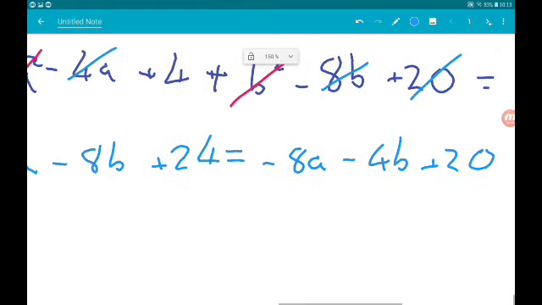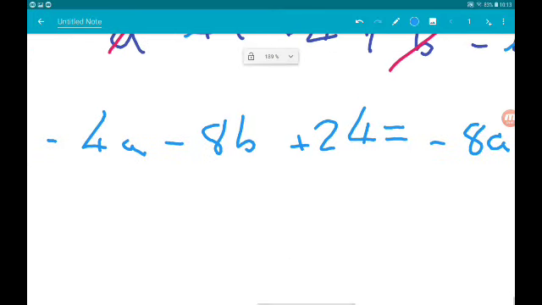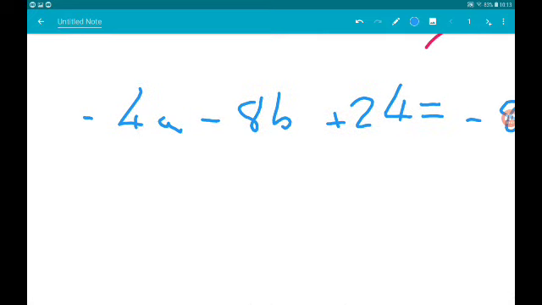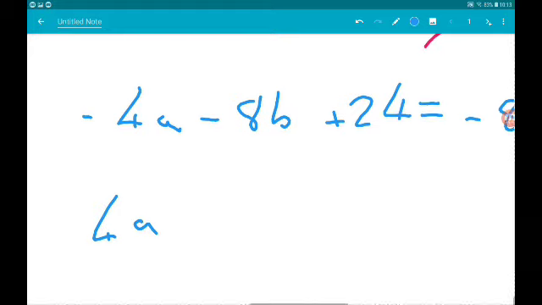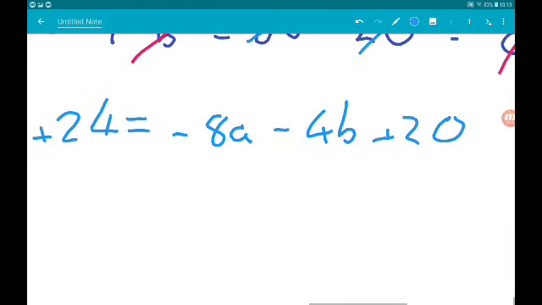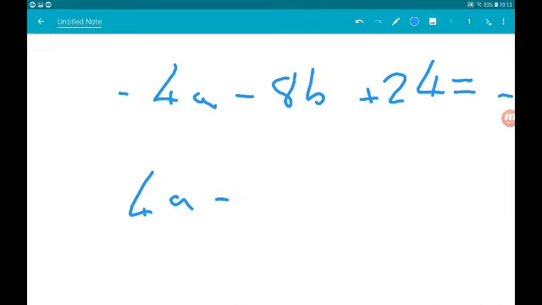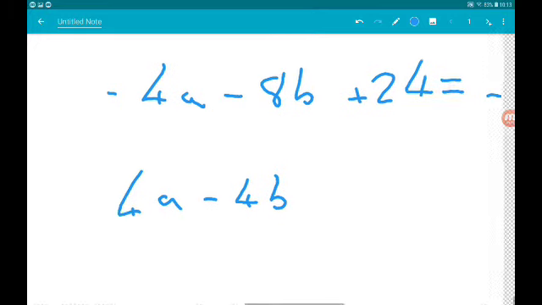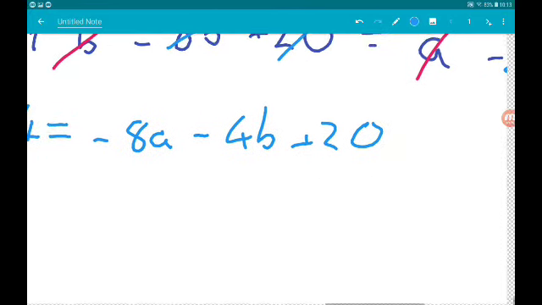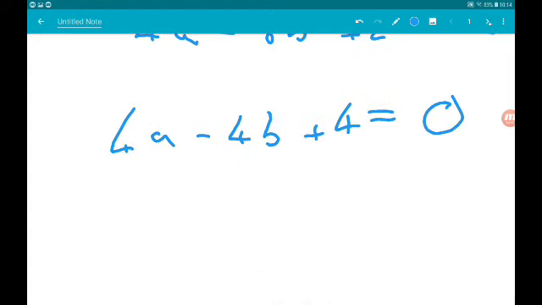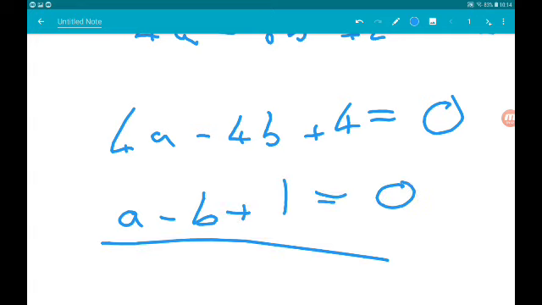Okay, now let's get everything on the same side. So we're going to add 8a. So minus 4a, add 8a, it's 4a. Then we got minus 8b, and we're going to add 4b. So that's going to give us minus 4b. And then we got 24 minus 20, it's going to give us 4. And that is all equal to 0. Divide through by 4, a minus b, add 1 is equal to 0. Boom.